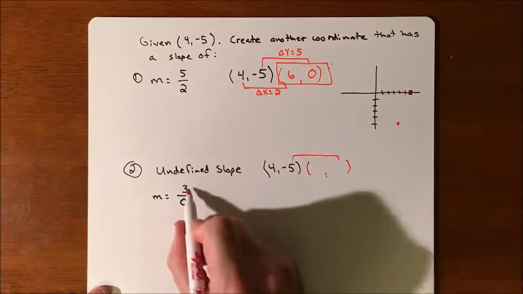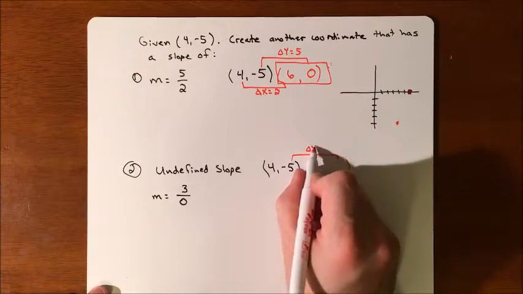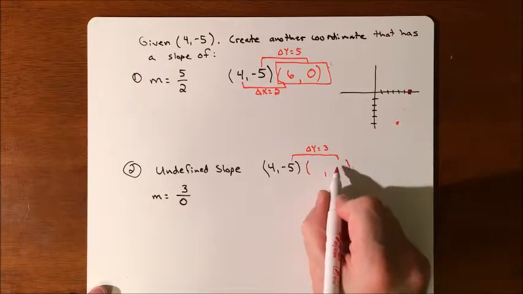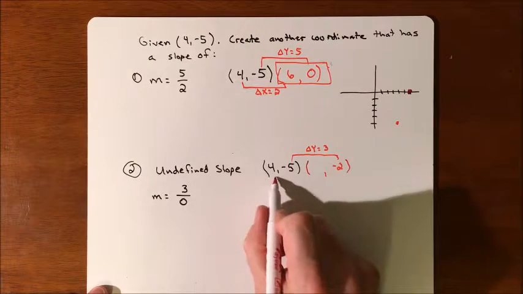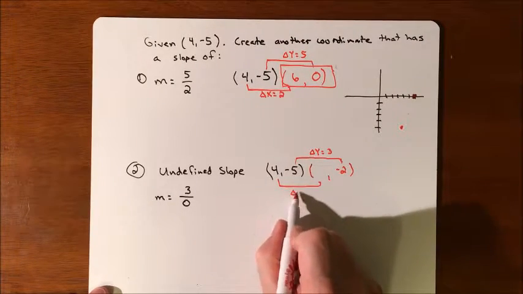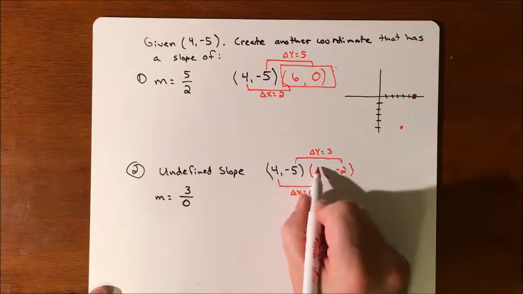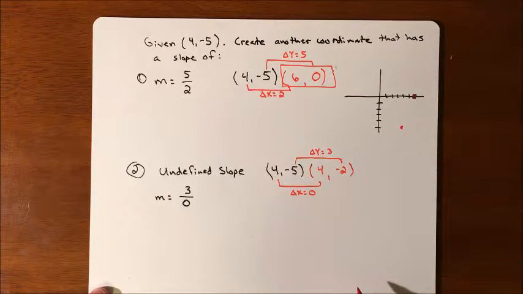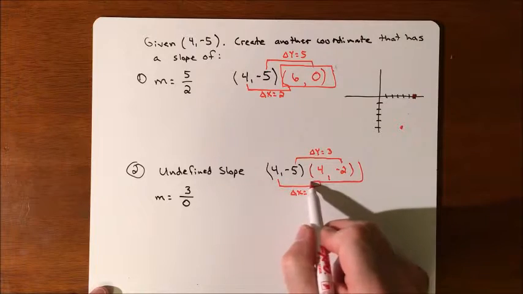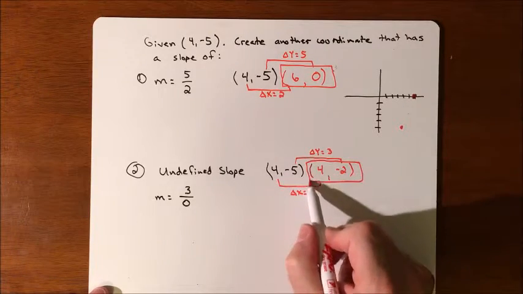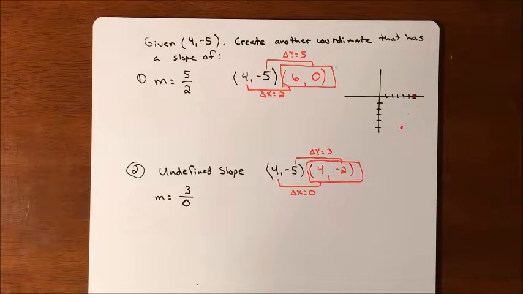So my y values, I want my change in my y values to be 3. So then that's going to be a negative 2. I want my change in my x values to equal 0, so my x isn't going to change. That's the key. There is no change in your x's, so they're going to remain constant.